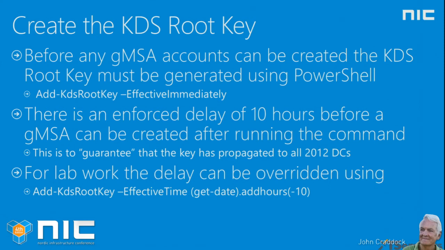Right? What you can do is you can spoof it by overriding that by giving -EffectiveTime, and you can take the current time and add minus 10 hours. Right? So what actually happens, the effective time comes in now and it's seen as actually being created 10 hours earlier. So it can be used instantaneously. If you do that in a production environment, fine, but be aware that you could end up in trouble if it hasn't replicated. But if you've got really good replication, you could certainly cut it down from 10 hours to maybe an hour to give you a really good safety margin.